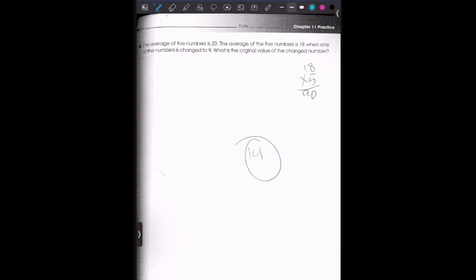And so now let's take a look at the solution for this problem. And so the average of 5 numbers is 20. So that tells us that the total of the 5 numbers is going to be 20 times 5. So the total of the 5 numbers would have been 100. But then the average of the 5 numbers is 18 when one of the numbers is changed to 4. And so the total changes to 18 times 5, which is 90.